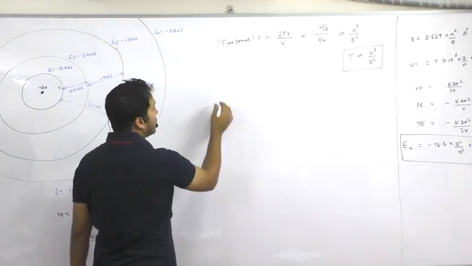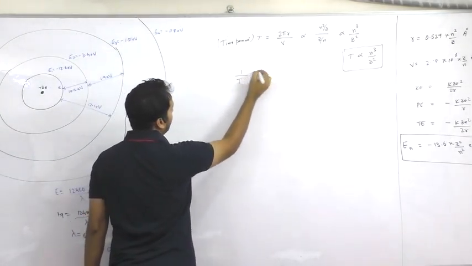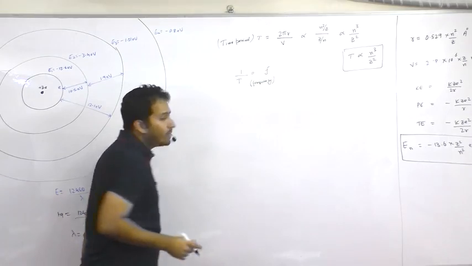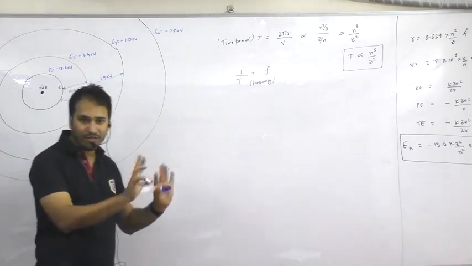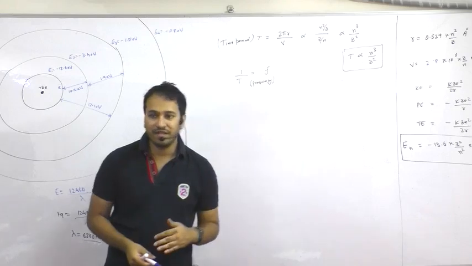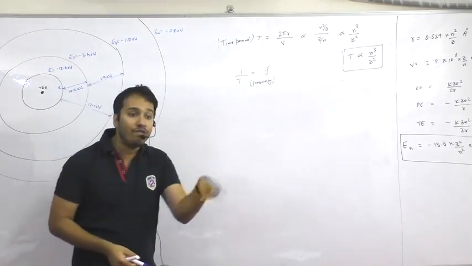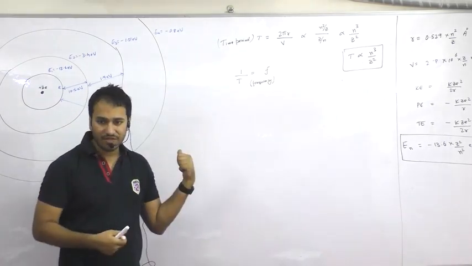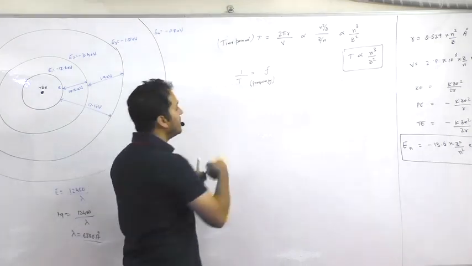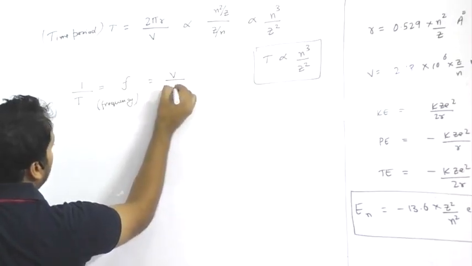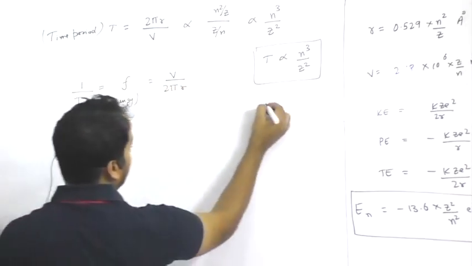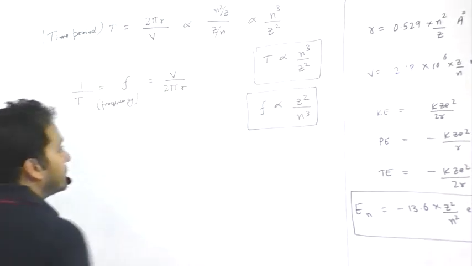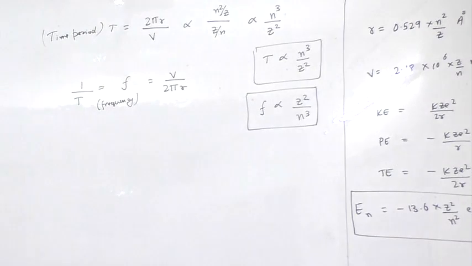The inverse of time period, 1 by time period, is what? Frequency. What will this frequency tell us? This is not the frequency of an electromagnetic wave. This frequency will tell us the number of revolutions made by an electron in 1 second. So what will this be? Velocity upon 2 pi r. And what will frequency then be proportional to? Z square by n cube. Frequency will be proportional to z square by n cube.